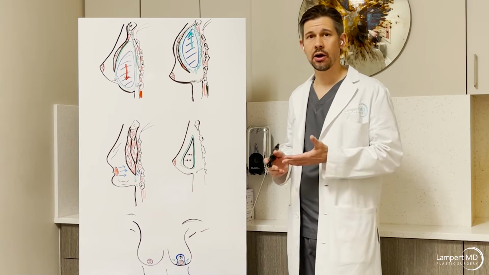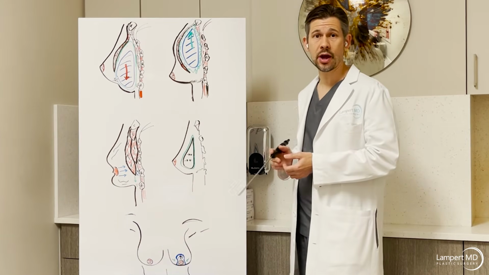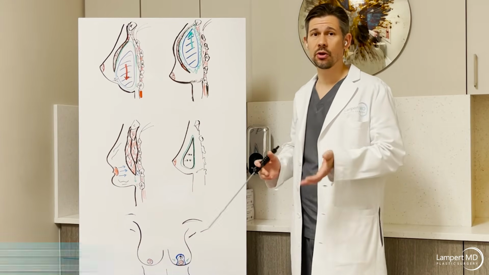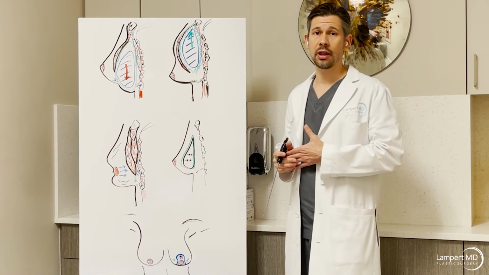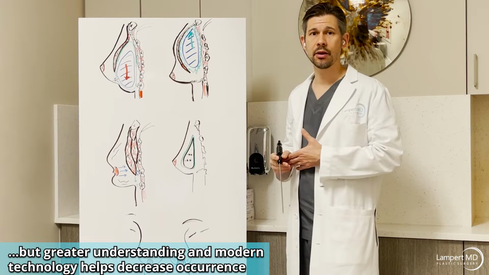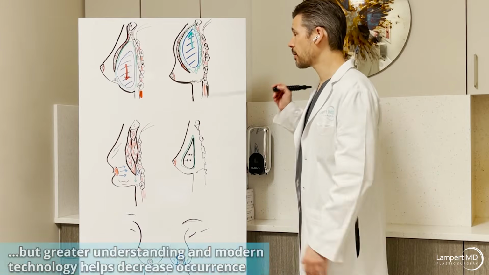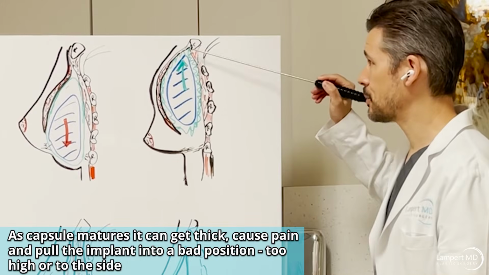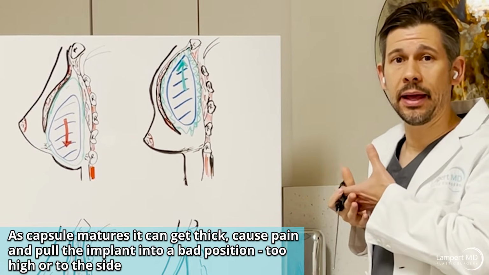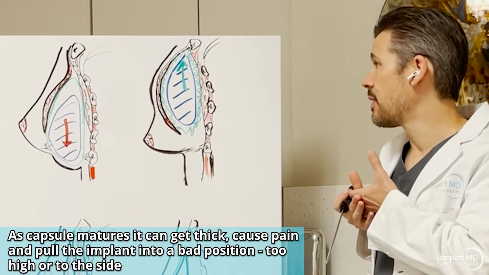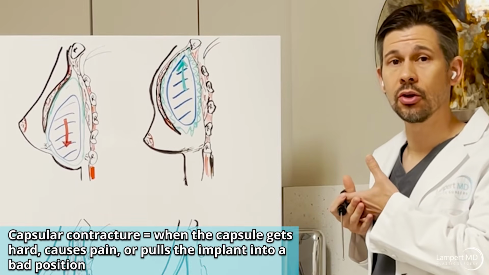We're starting to better understand how to avoid capsular contracture, but to be honest, we're still learning at an exponential pace. So things have changed a lot over 10 years, and it's still a problem that we face. But going back to the anatomy, this capsule gets thicker and thicker, and it ends up pulling the implant up into a position that is potentially painful and doesn't look good.